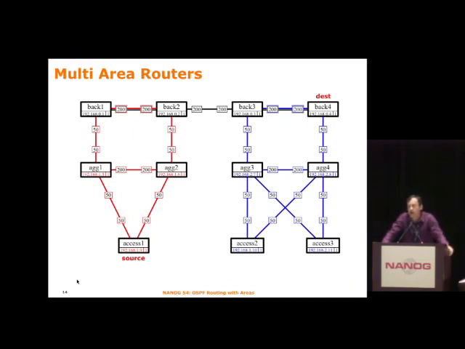This is a simple two-area network. One thing that areas are often used for is to configure a different area in each office or POP. And so that's what this is sort of representing: two separate access networks connected by a backbone. And if you're routing from the source to destination, it takes a very straightforward route.